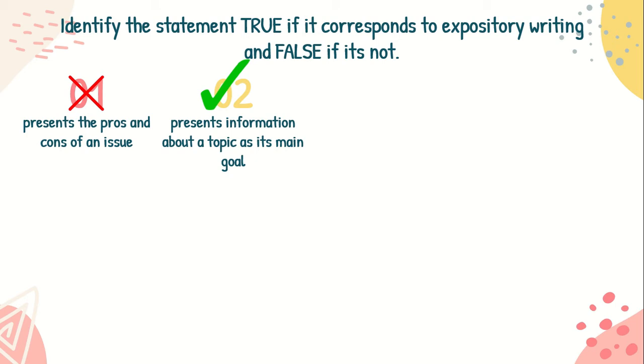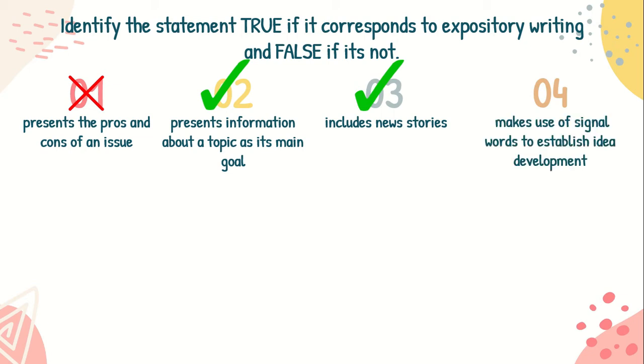Next, number 3. Expository writing includes news stories. The answer is true. Number 4. Expository writing makes use of signal words to establish idea development. This is true. Next, number 5. It justifies a stand on a given proposition. This is false.